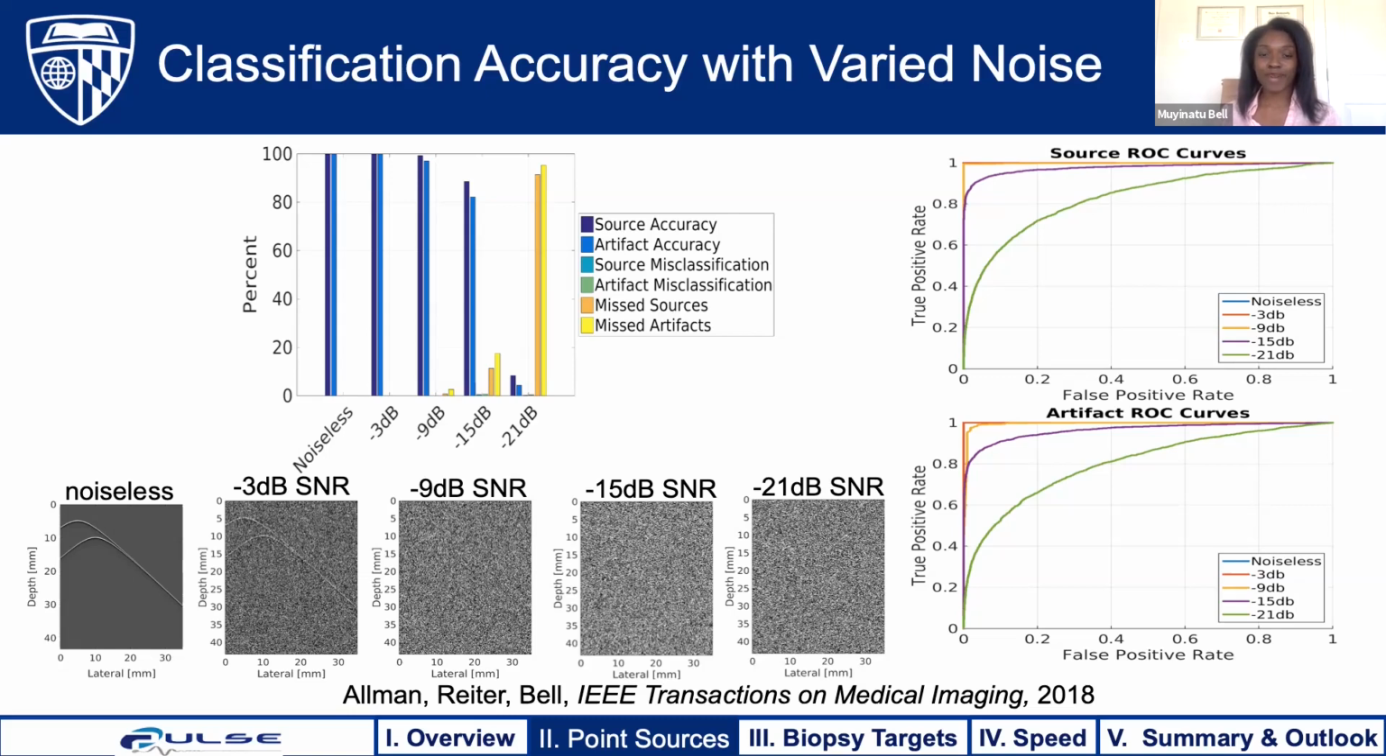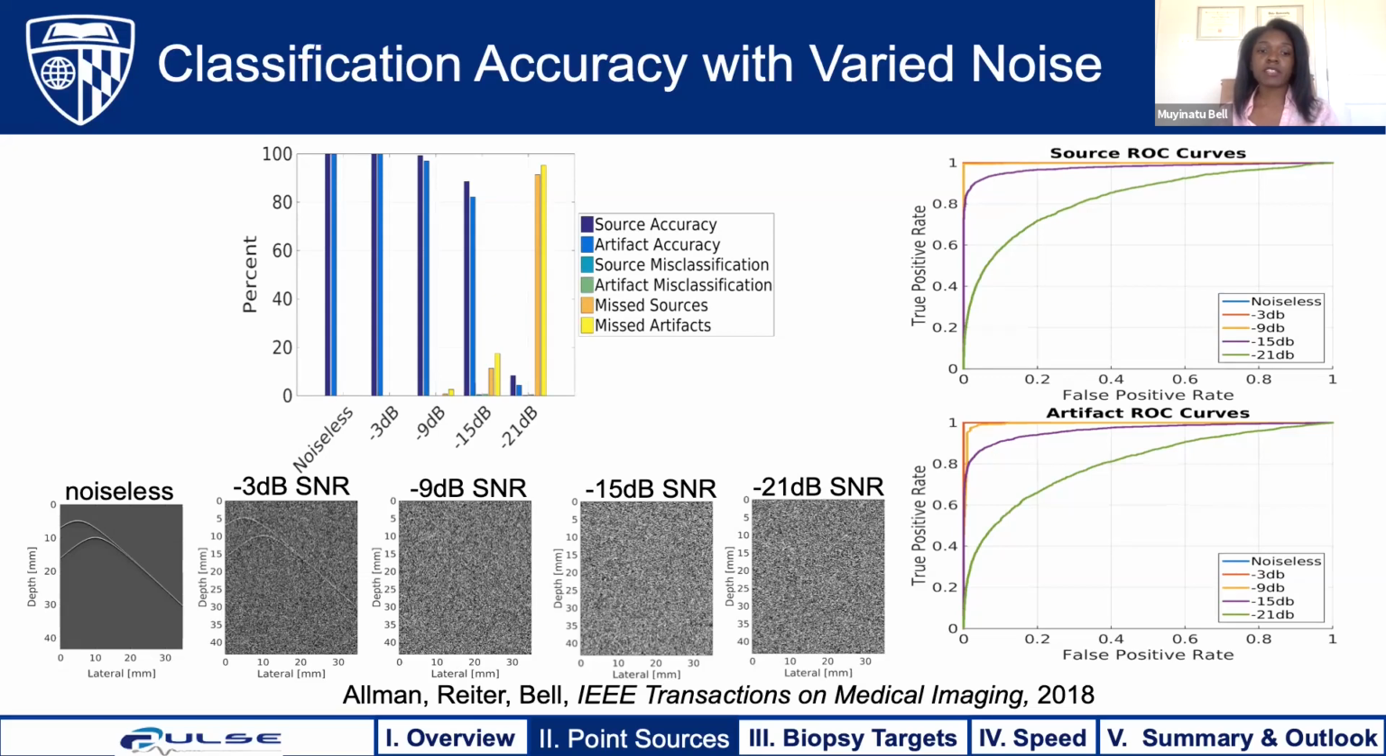However, what is remarkable about this result is that we have greater than 82% classification accuracy at the -15 dB channel SNR case. But when you and I look at the images created with this noise level, it is difficult for us to identify in the channel data where the sources or artifacts are located. So it's remarkable that the network was able to detect anything at all. And then as the noise level increases, the classification accuracy plummets, and there are more missed sources and missed artifacts, which are shown in shades of yellow.